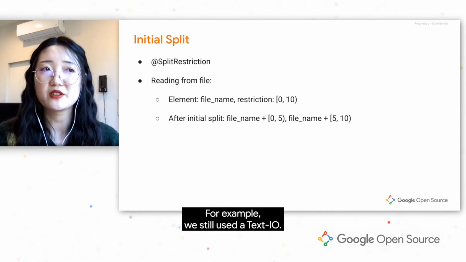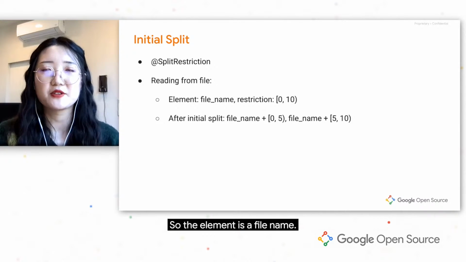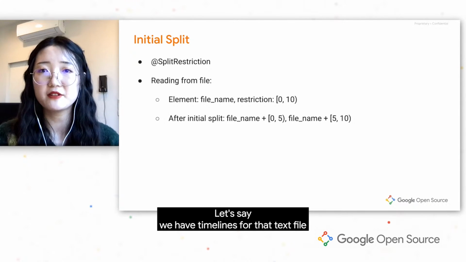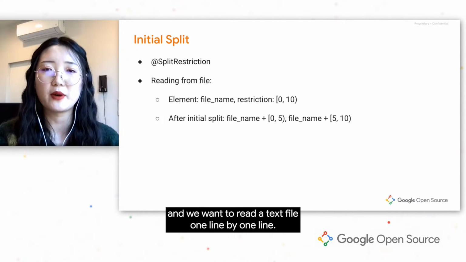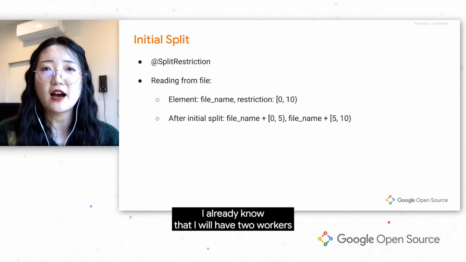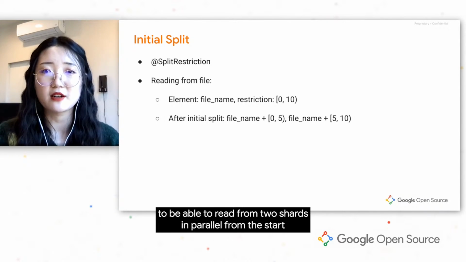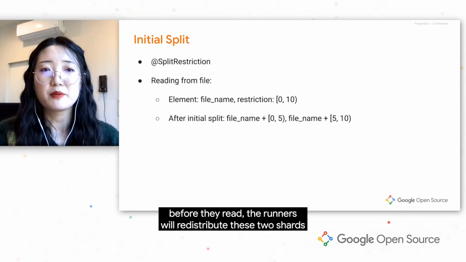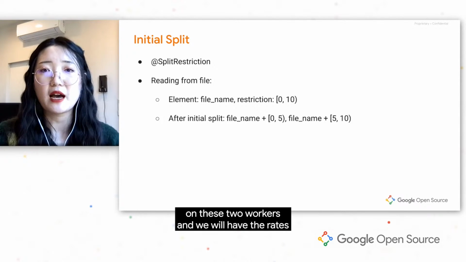So for example, we still use TextIO. The element is a file name, and let's say we have 10 lines in that text file, and we want to read the text file line by line. In this case, the restriction will be 0 to 10. And I already know that I will have 2 workers able to read from 2 shards in parallel from the start. So I can split the restriction into 0 to 5 and 5 to 10. And before the read, the runner will redistribute these two shards on these two workers, and we will have the reads on these two workers in parallel at the same time.